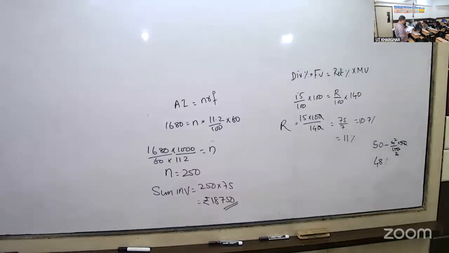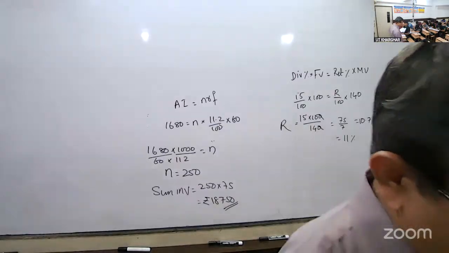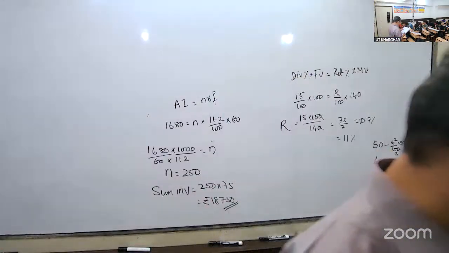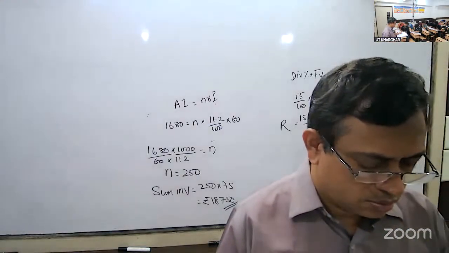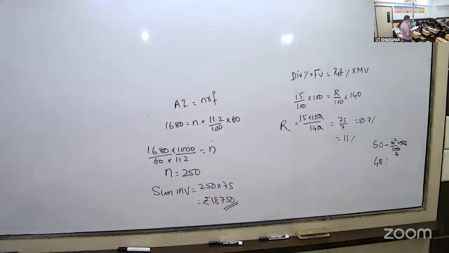Next, the rate of dividend. How much? 18%. So, therefore, annual income is equal to number of shares into rate of dividend into face value, 200 into 18 by 100 into 50. How much? 1,800 rupees.